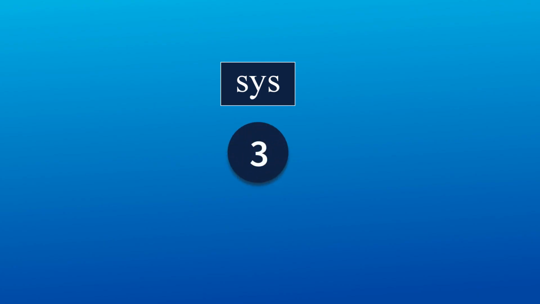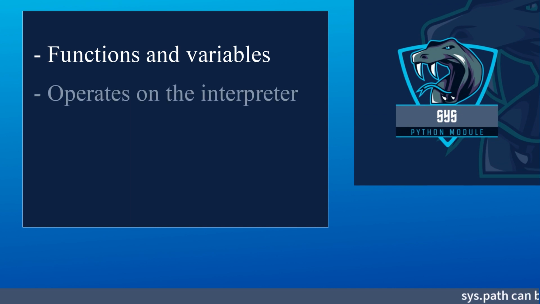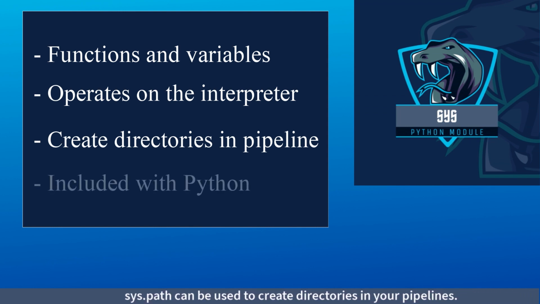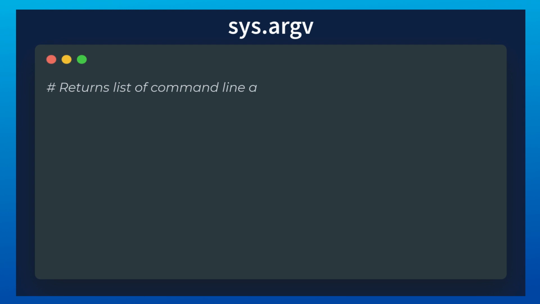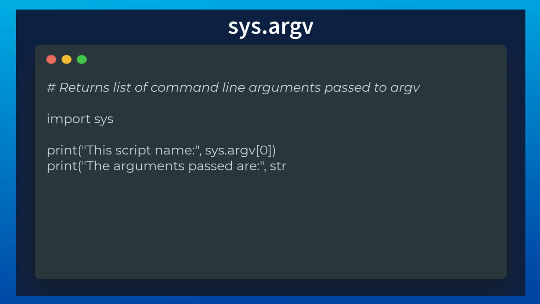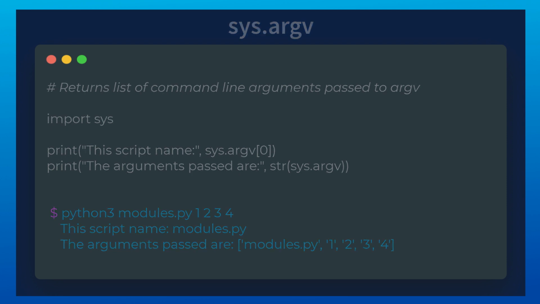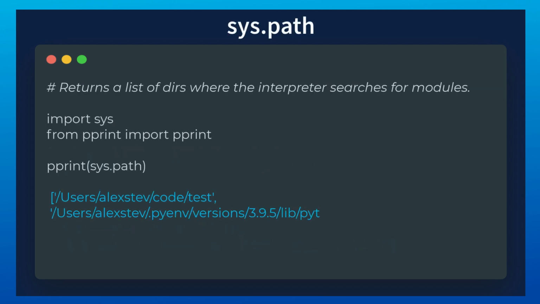Number 3. Sys. The sys module provides functions and variables that can manipulate your Python runtime environment, as it's used for operating on the interpreter. There's no need to install sys, as it's included in the standard Python 3 library. You just need to import it. sys.argv returns the list of command line arguments which are passed to a Python script. sys.path returns a list of directories where the interpreter searches for modules.